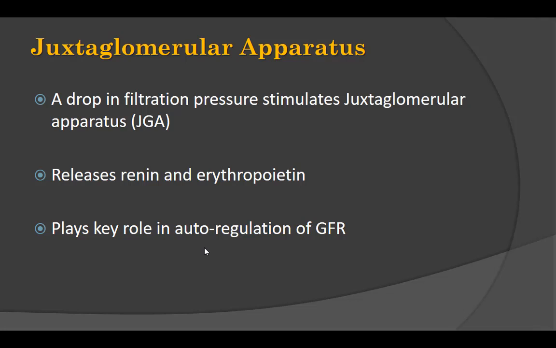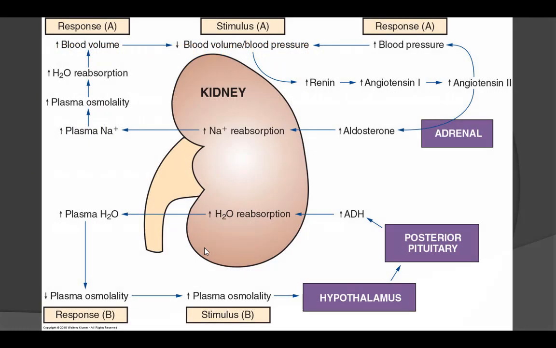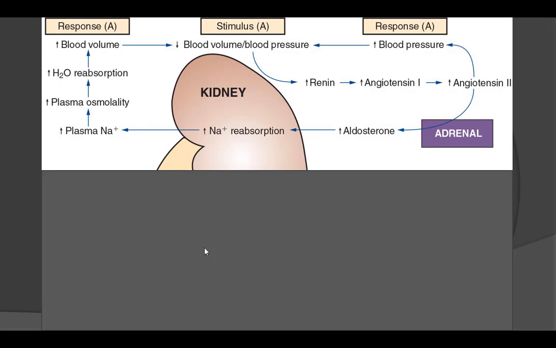It also plays a key role in auto-regulation of GFR. Auto-regulation of GFR. Now, this is happening for each nephron individually. Now, if you look at this picture, which I have taken from the textbook, let me just hide the lower half first. Okay. Look at stimulus A. What is stimulus A? There is a drop either in blood volume or a drop in blood pressure.